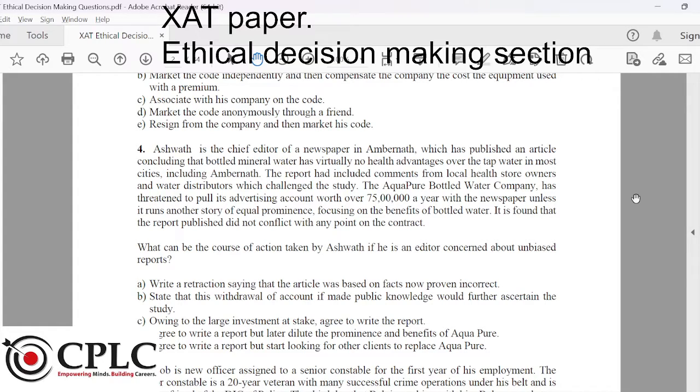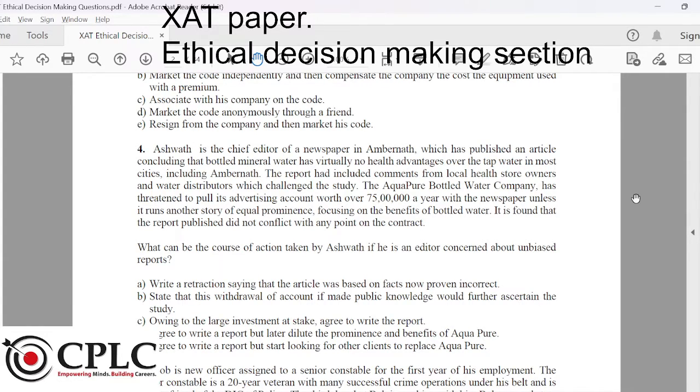So the point is Ashwat does not want to go back on what is already published in the paper. So option A: write a retraction saying that the article was based on facts now proven incorrect. Ethically incorrect, because money is not everything and he wants to take an unbiased decision. Option B: state that his withdrawal of account, if made public knowledge, would further ascertain the study. Okay, seems a point of low weightage, but we will think about it.